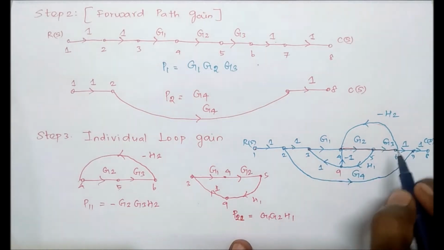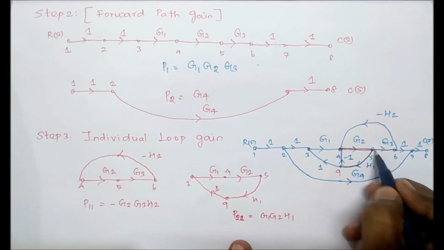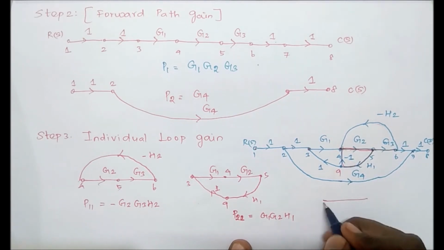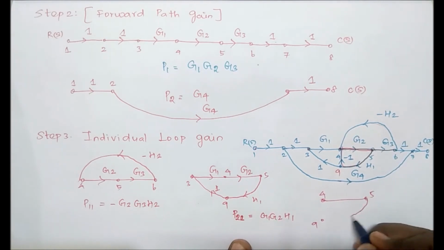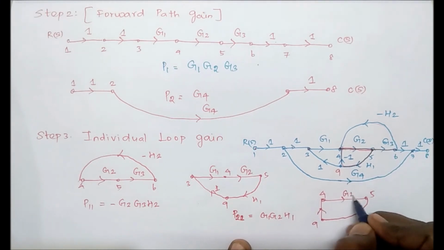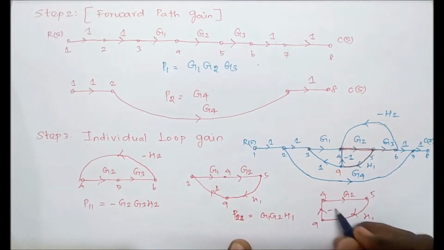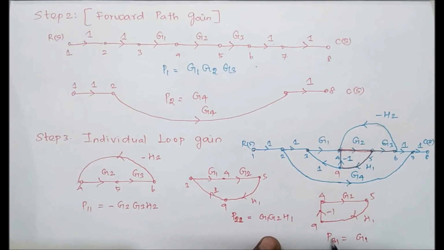Next, from this diagram, the third possible loop is, we see from 4 through 5 and 9. So we can draw here. This is 4, this is 5, this is 9. So through this there is a closed loop. Its individual gains are G2, H1, minus 1. Therefore this is the third individual loop. Its gain is P31 equal to G2 into H1 into minus 1. Therefore minus G2 H1.